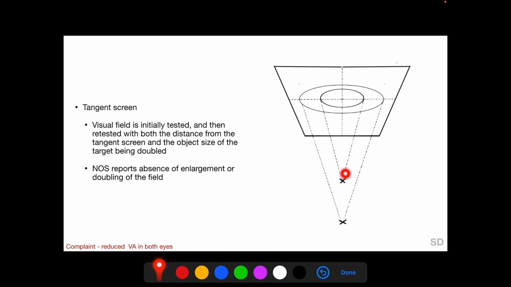So with the subject in the first position, that is at 1 meter from the tangent screen, if this line represents the outer margin of the central preserved visual field, then when the distance of the subject from the tangent screen is doubled, in case of a patient with an underlying organic lesion causing the visual field defect, the line representing the outer margin of the central preserved visual field will actually double in size. But in case of an NOS, this doubling in size of that line will not occur, and it will either remain the same or will enlarge only marginally.